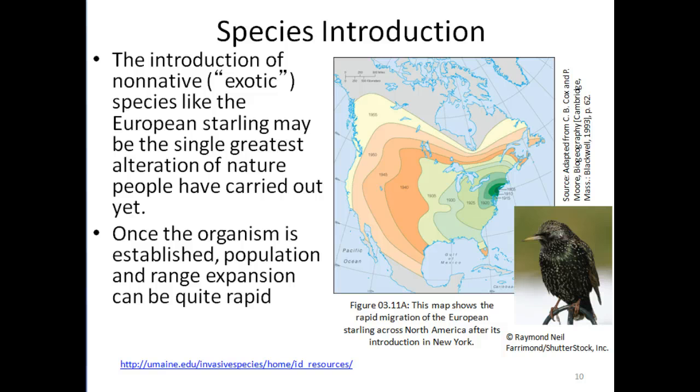Recent examples affecting Maine are the northern pike, many plants and other species found at this link here.